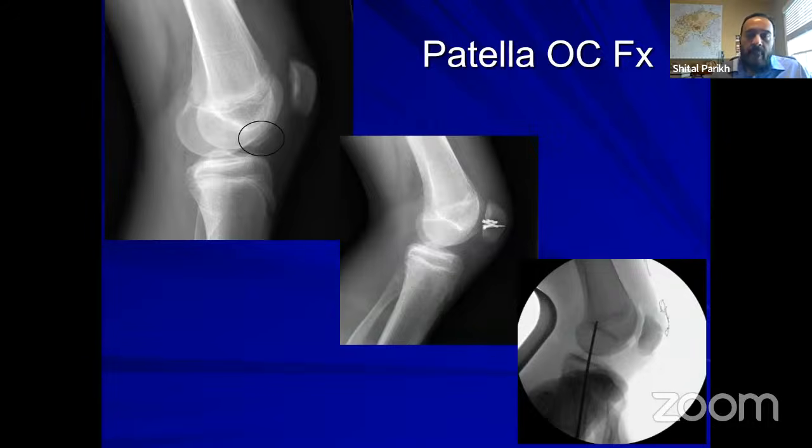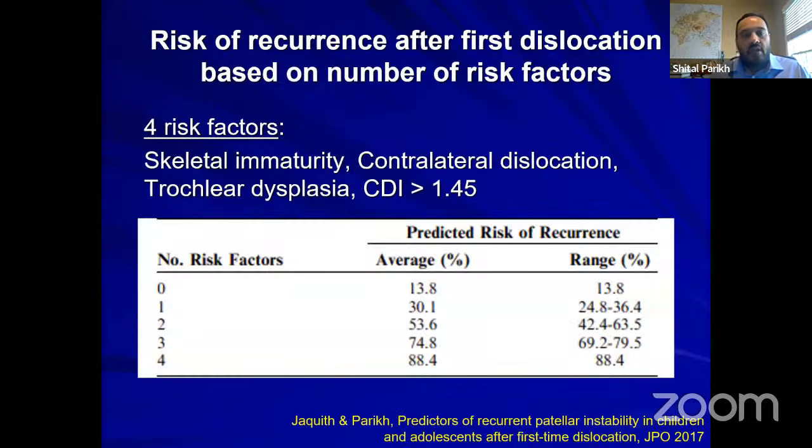Now, for a first-time dislocation, you can also predict the risk of recurrent dislocation. And when we looked at the risk factors, we found the skeletal immaturity, contralateral dislocation, trochlear dysplasia, and a patellar height more than 1.45. If you had all these 4 risk factors, your chances of the patella going out is more than 85%. And so if we know that it's such a high number based on these risk factors, then it would make sense to stabilize the patella even after a first dislocation without a fracture.